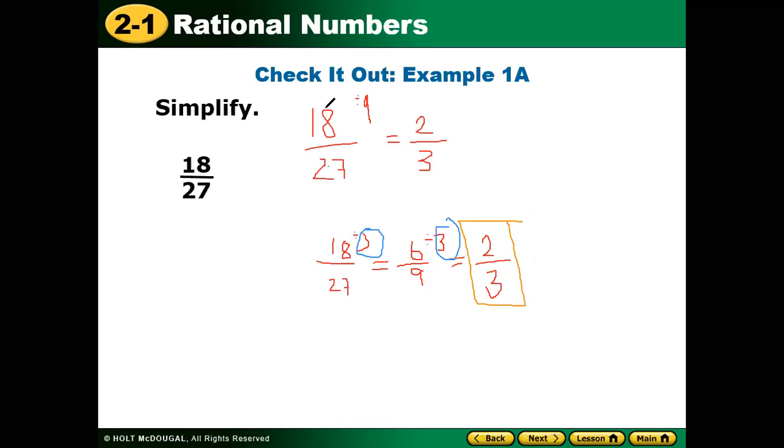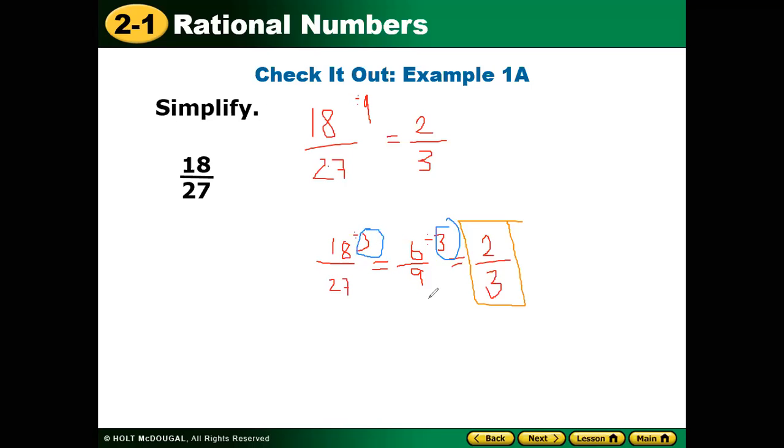So here someone started with 9. Then 18 divided by 9 equals 2, 27 divided by 9 equals 3. Now there is no common factor between numerator and denominator except 1. Okay, so thank you so much. This is written already in simplest form. Another one started with 3. It's okay, it's your choice.